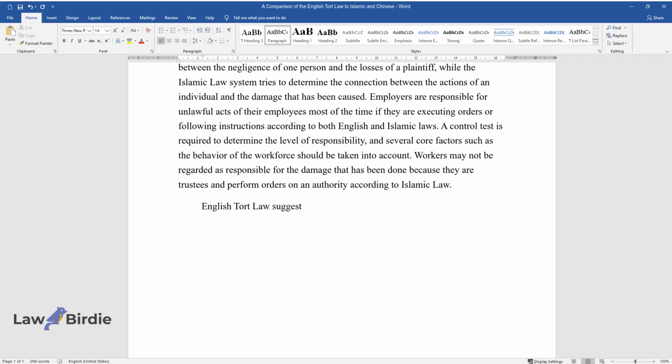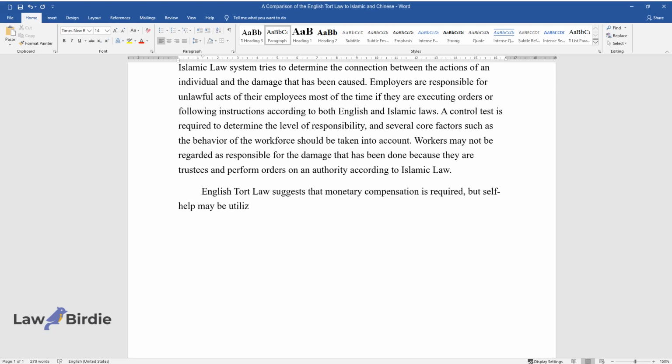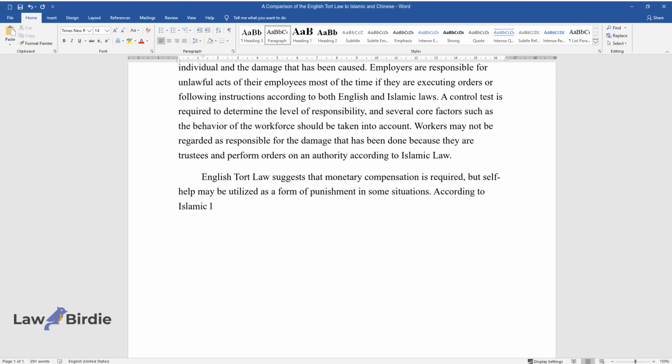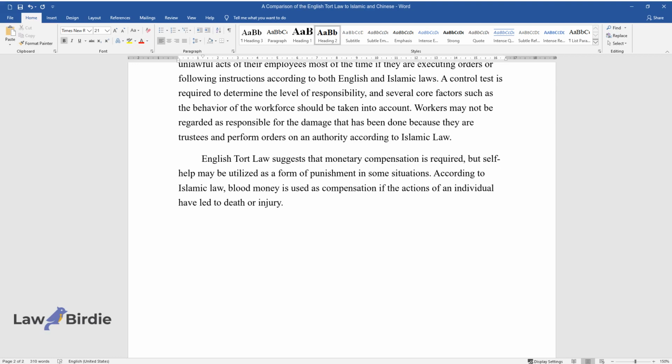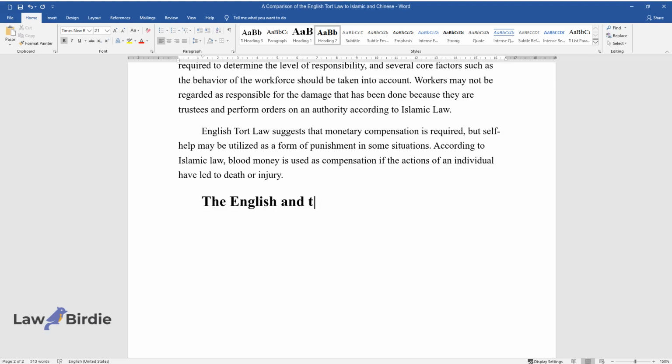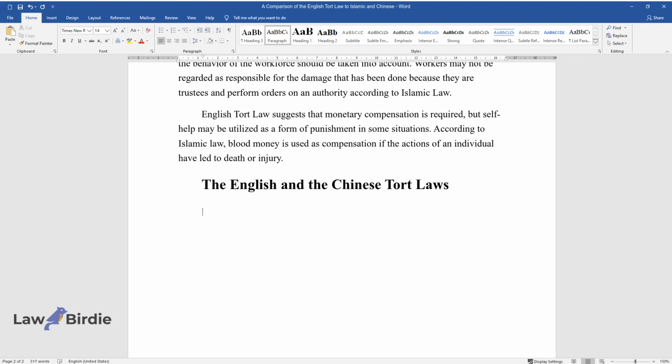English tort law suggests that monetary compensation is required, but self-help may be utilized as a form of punishment in some situations. According to Islamic law, blood money is used as compensation if the actions of an individual have led to death or injury. The English and the Chinese tort laws.